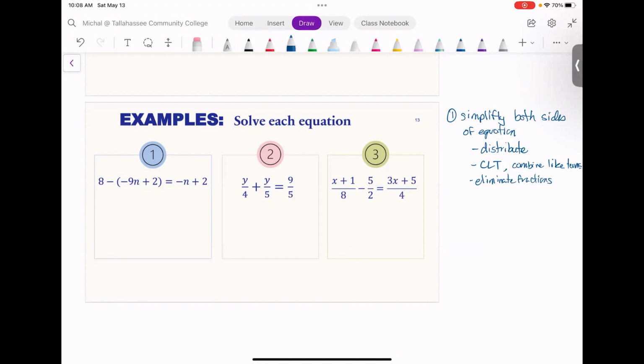Once both sides are simple, I'm going to add zero pairs to separate all of my terms that have variables from my terms that are constant, meaning those terms that only have numbers and do not have variables.